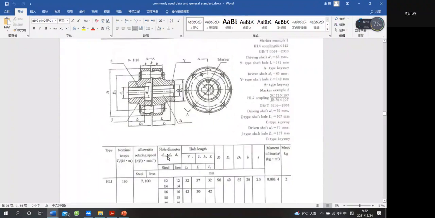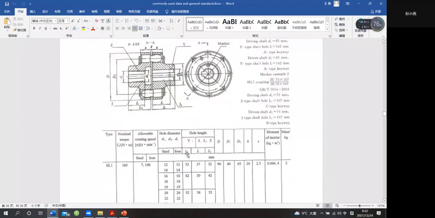And we should choose the values for D1. D1 is the bore diameter, the corresponding mounted shaft diameter, and L1 is the length of the half coupling, and L is the length mounted on the shaft.